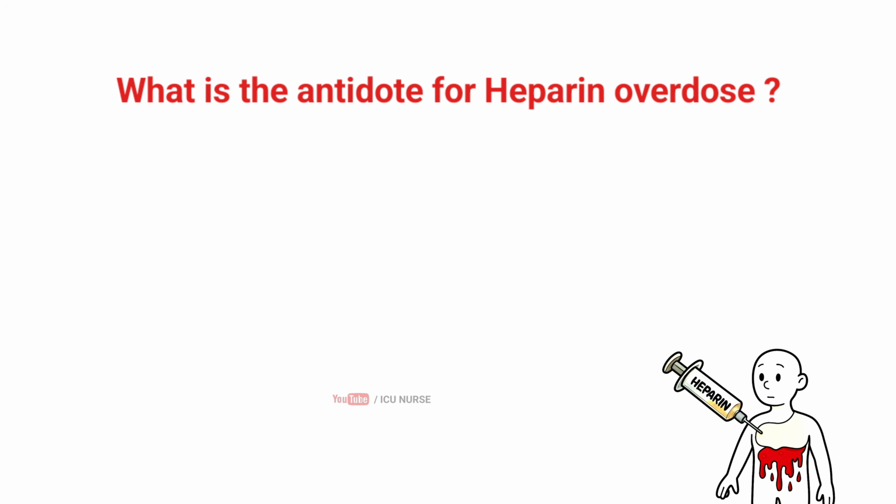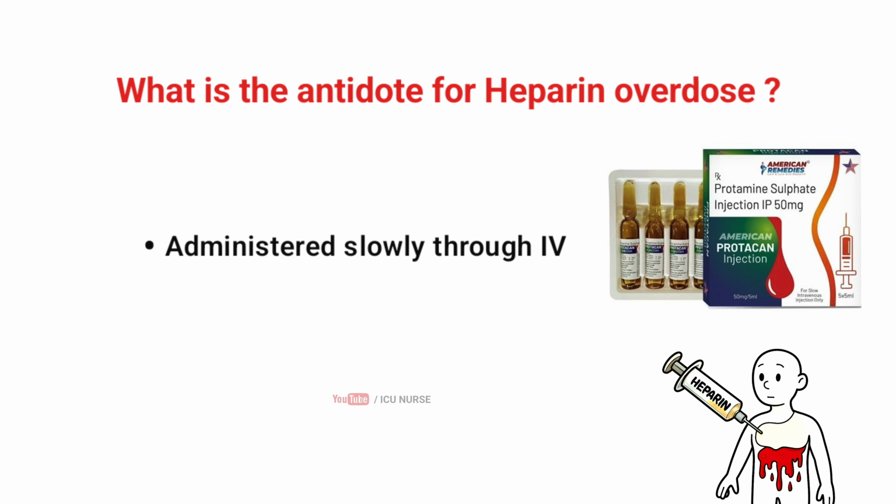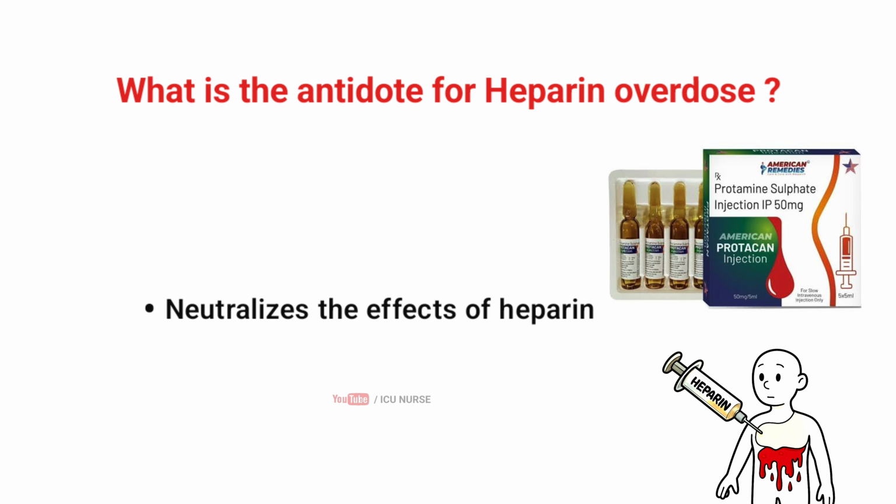What is the antidote for heparin overdose? Protamine sulfate. Give protamine sulfate IV slowly. This neutralizes the effect of heparin.